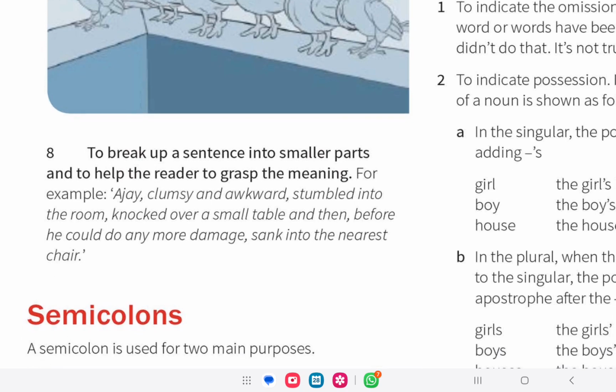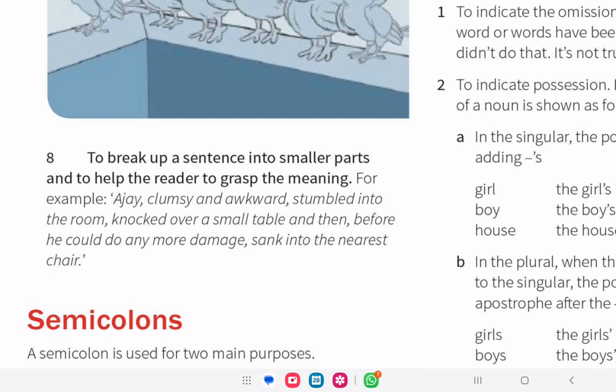So we will discuss them in detail. Then the last point is to break up a sentence into smaller parts and to help the reader to grasp the meaning. Now that's quite interesting. If I remember correctly, we were doing a question in C2, and there was a question about why the writer has used short sentences. We came up with an answer that the writer wanted to create some kind of suspense or drama, and that's why he used that.